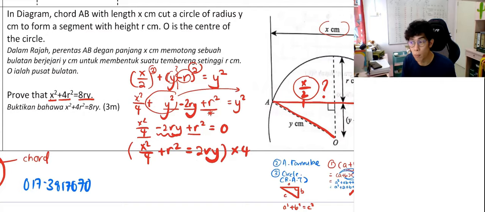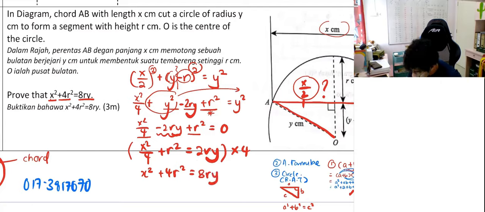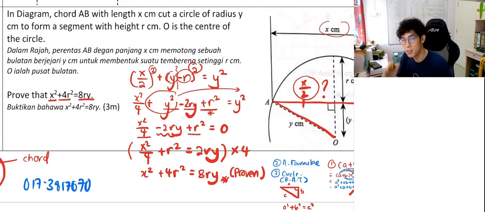Okay, so you're gonna take the whole thing times with four, just like how you do your simultaneous equations. Remember, if let's say you are kind of weak in your algebra and linear equations, please let me know. I've prepared a super basic video, which is less than 1 hour, for you to watch. So you watch that before you do all these HOTS questions. Now, everything times 4: x squared plus 4r squared equals 8ry. Put a hash there like a pro, then after that, you put the word proven. Confident. How many marks? 3.